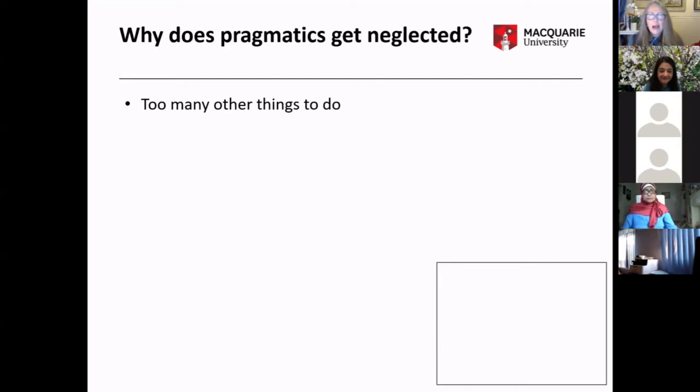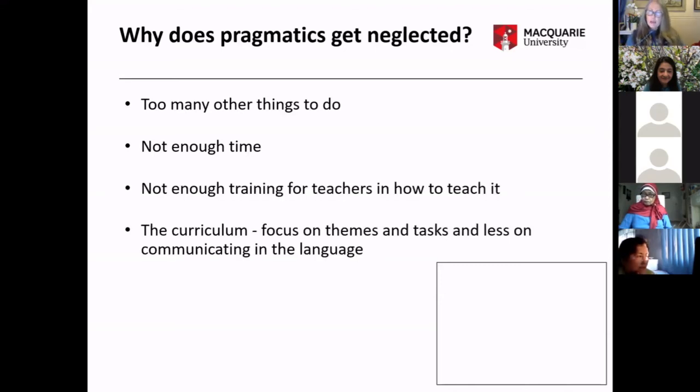There's never enough time, and there are too many other things. And maybe this isn't the case so much for community language teachers, but very often it's because teachers feel they should do the things that are in the exams, the things that students get tested on. And testing students' pragmatic knowledge is really hard to do. So other things take priority. Another problem is there's not enough training for teachers in how to teach it.